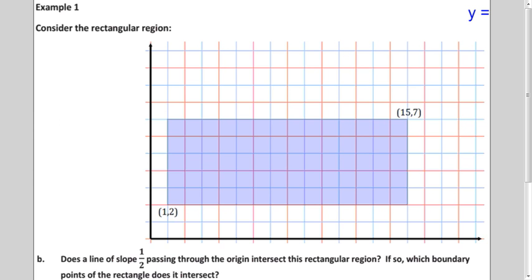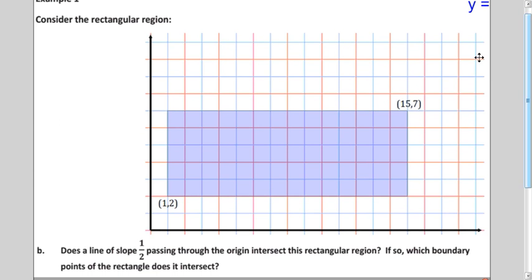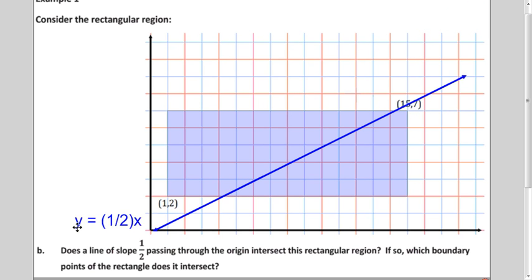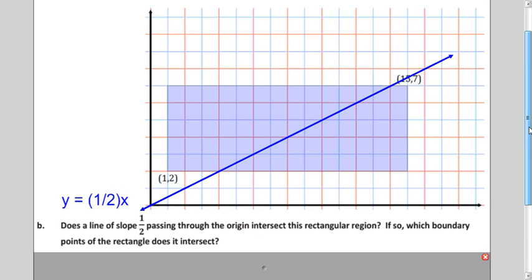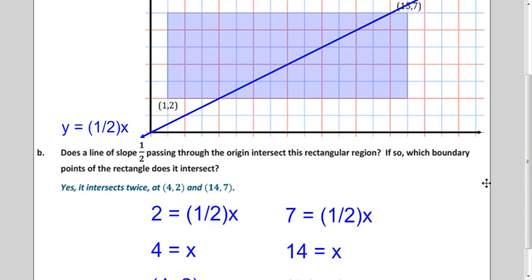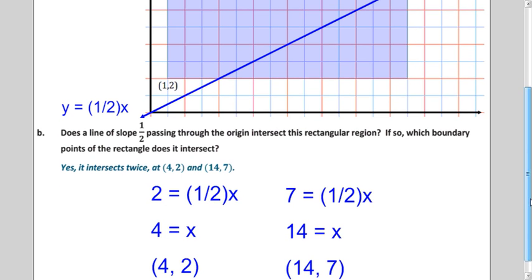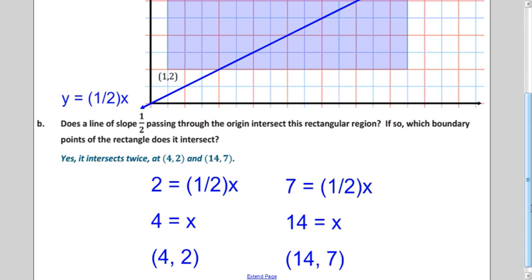Similar idea here, but now our line has a slope of 1/2. Is it going to go through that region if it's going through the origin? So now it's up 1 to the right 2, and yes, it passes twice, and it hits these points very nicely. We can also verify that with some quick math work. So those points are the points (4, 2) and (14, 7).